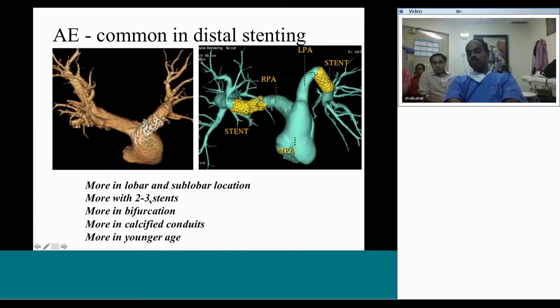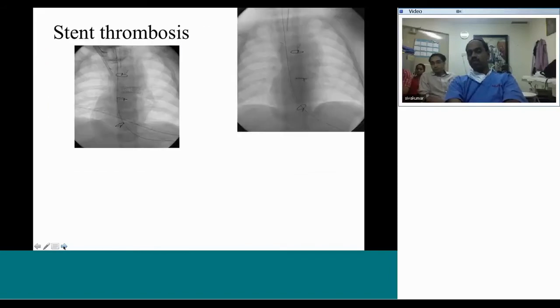It's more with more than 2 to 3 stents. You can see 1, 2, 3 stents. They are more common in this subset. More common in bifurcation stenosis, more common in calcified conditions, more common in younger age group.